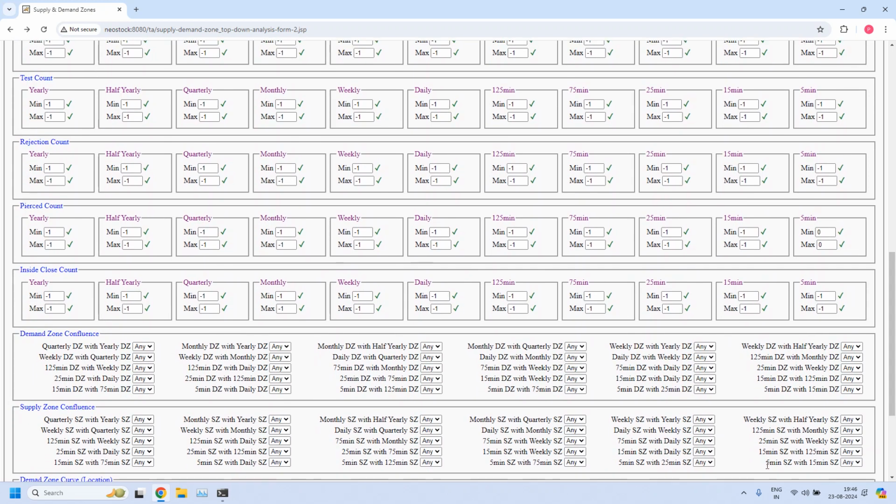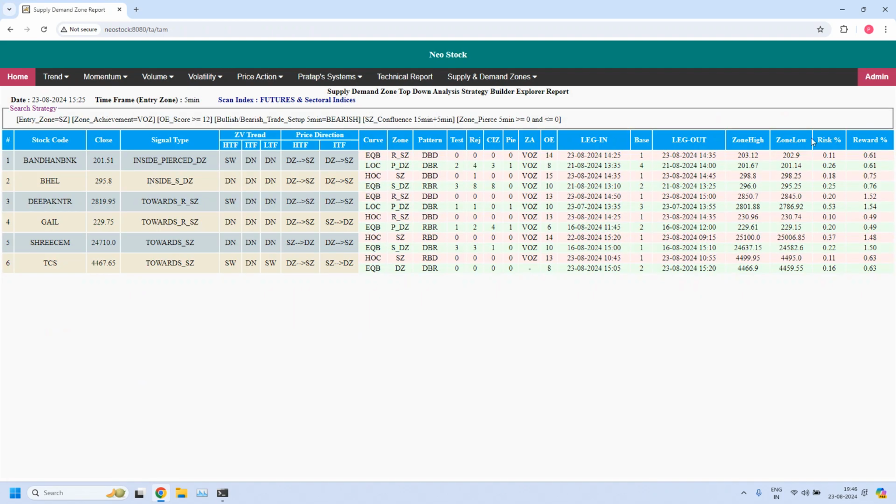So here, 5 minute supply zone with 15 minute supply zone. That means LTF and ITF zone confluence. We are verifying. Let's filter the stocks. Out of 7, 6 stocks, all these 6 stocks are having confluence with 15 minute zone. So that's a good combination.